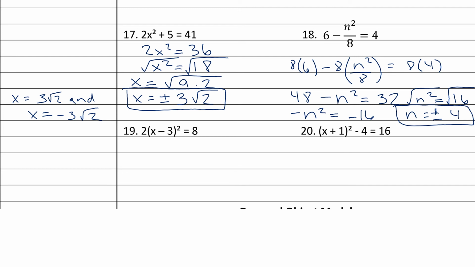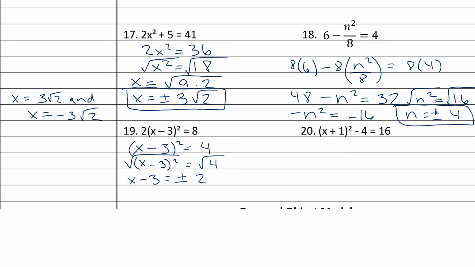So what we're going to do is get the squared expression by itself. In order to do that, I have to divide by 2 first. So I'm going to get x minus 3 squared equals 4. Then we are going to square root both sides. My square and my square root cancel each other out. I'm going to get x minus 3 equals the positive and negative 2.